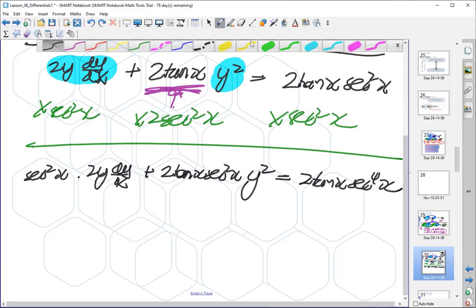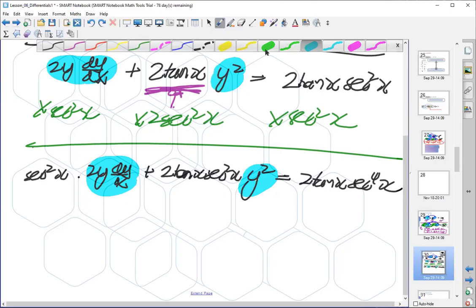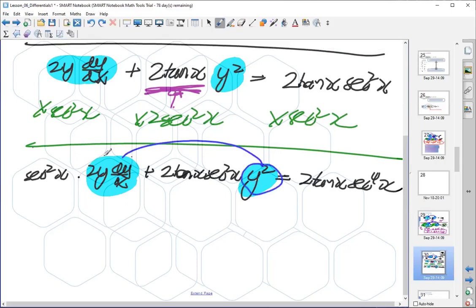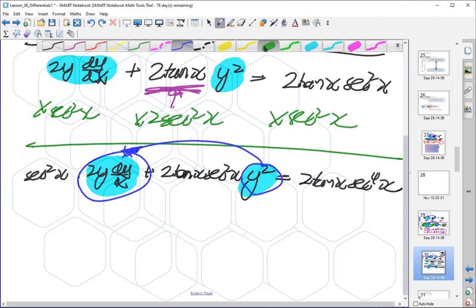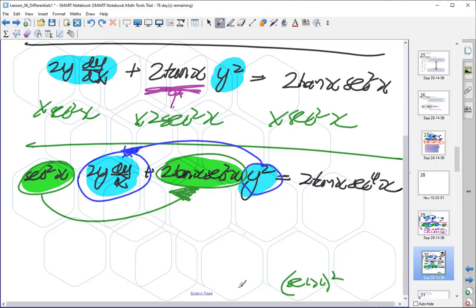Okay, let's see if everything matches up again. The y squared, when you differentiate, gives you 2y dy by dx. That's exactly as we expected. And what's the differential of sec squared x, Joanna? Sec x tan x. No, you have to use the chain rule. So the 2 comes down, it gives you sec x to the 1, and you need to multiply by the differential of sec x. Do you remember the differential of sec x?